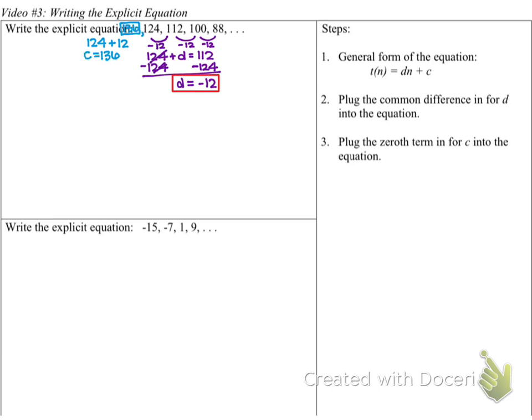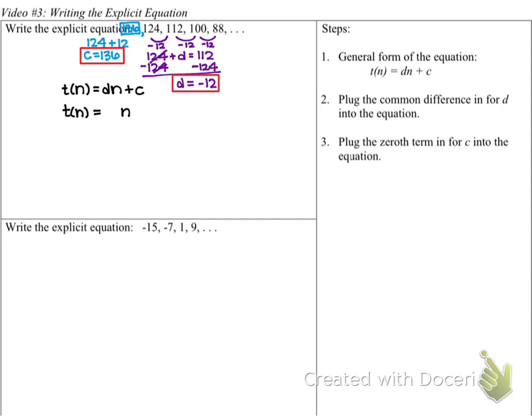And the last thing that we're going to do to actually write the explicit equation is take out our formula, which is T of n is equal to dn plus c. Now, we're going to keep the T of n notation. We're even going to keep the n. What we're going to do is we're going to substitute in the values that we found.